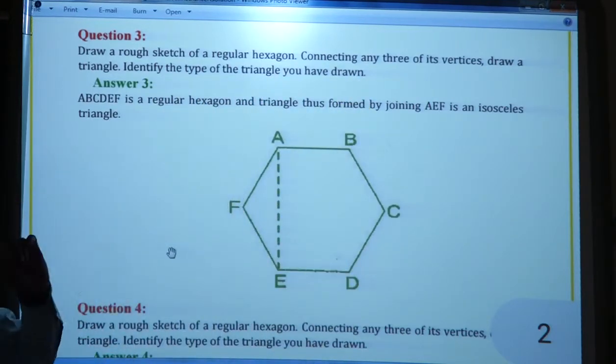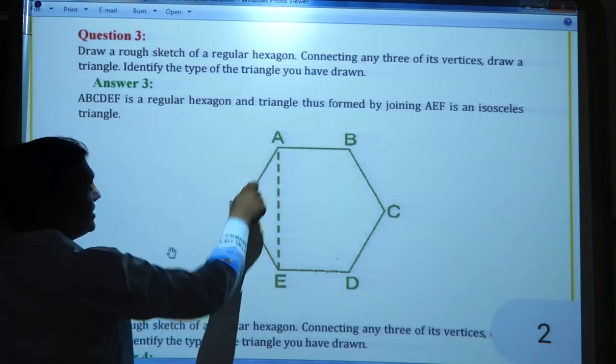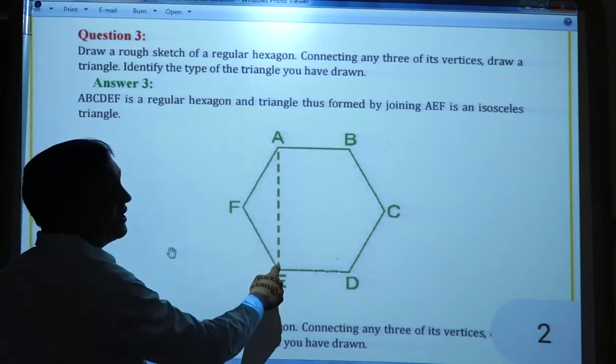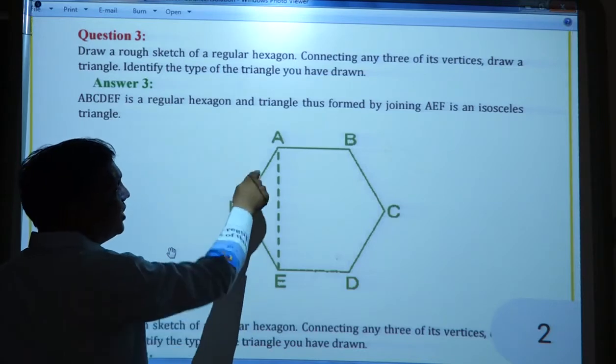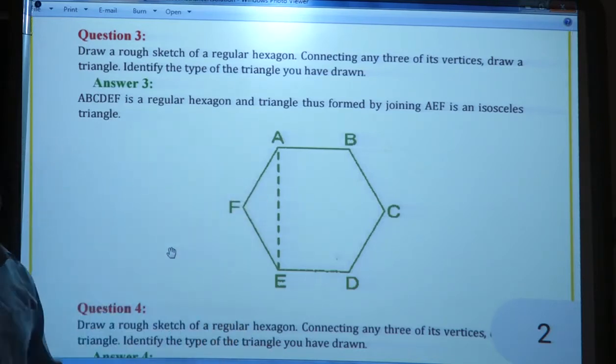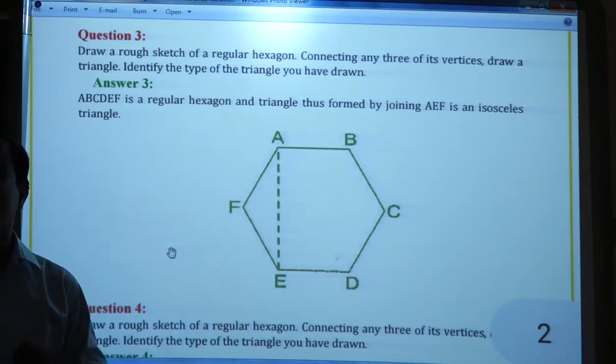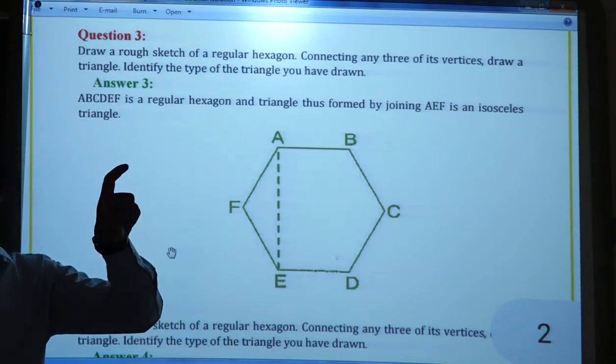So here you have to connect 3 vertices. So this is connected by the 3 vertices. When you connected these 3, these 2 sides are equal. So which type of triangle is it? Isosceles triangle. Why isosceles triangle? Because 2 sides are equal.